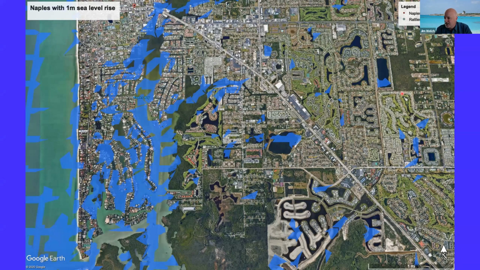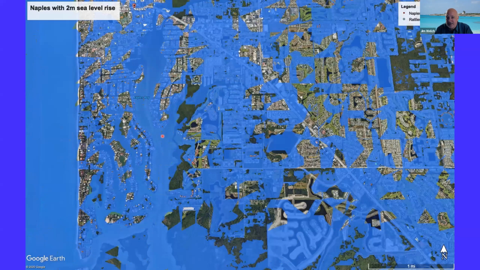All of the areas in blue would be covered by the ocean if Naples experienced a 1 meter sea level rise. The first meter probably isn't going to mess a whole lot of people up, but some people are going to be unhappy. We may be looking at that by 2100. But the second meter of sea level rise is when Naples gets in deep trouble. All of these areas that are covered in blue, and this is at low tide, would be completely covered by the ocean with a 2 meter sea level rise.